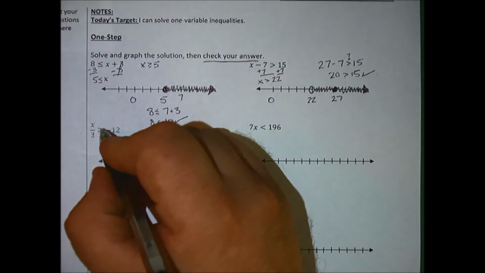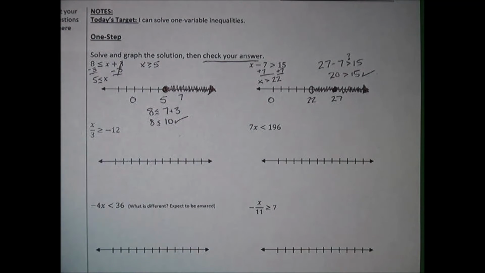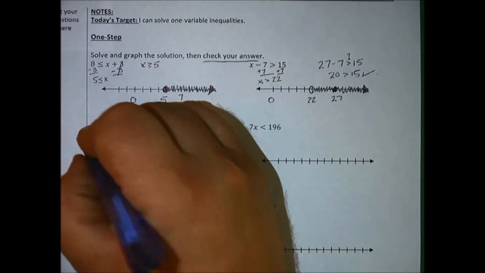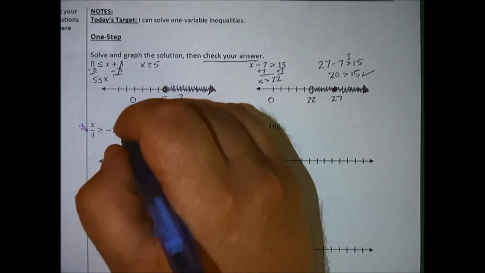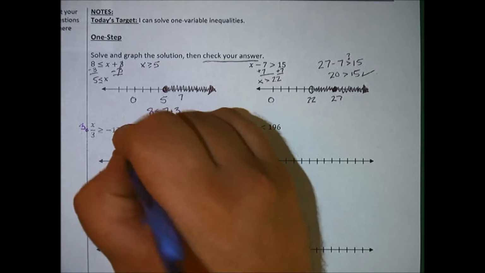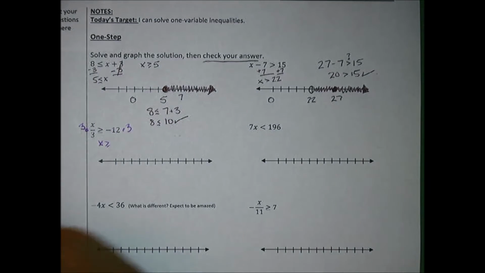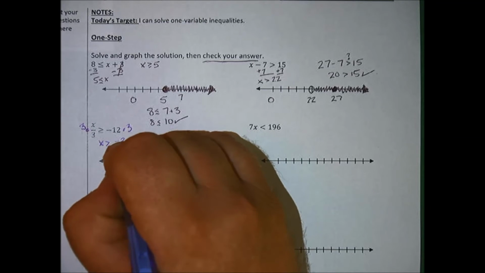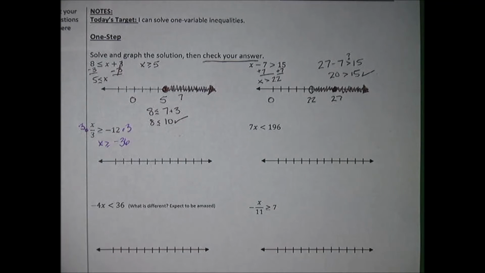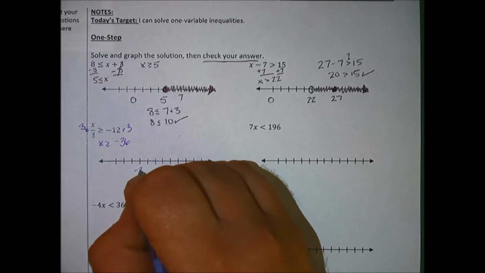What I want to do is, on this one, since I have x divided by 3, I want to multiply by 3 on both sides. I'm going to kind of go into the note space here. Multiply by 3, multiply by 3, and I'll get that x is greater than or equal to negative 12 times 3, which is negative 36. Okay? So negative 36, let's say it's right here.